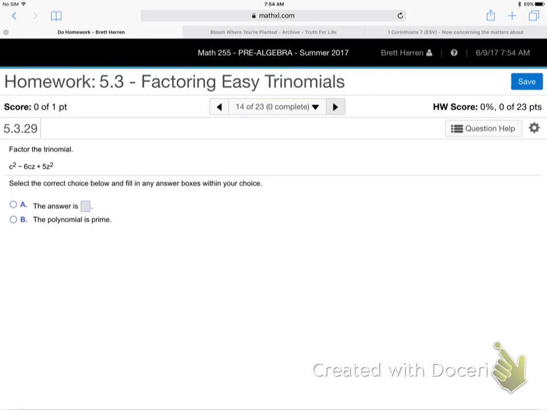All right, so what do we got? C squared minus 6CZ plus 5Z squared.